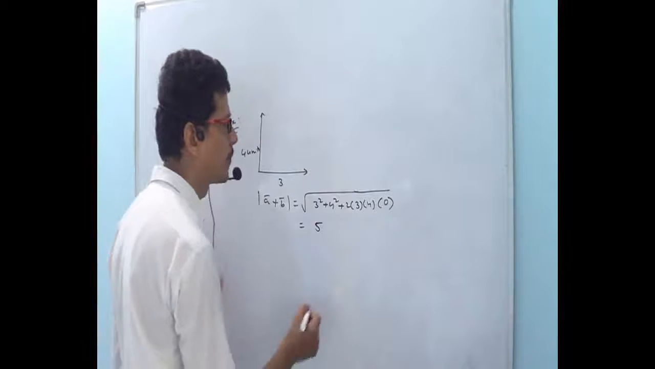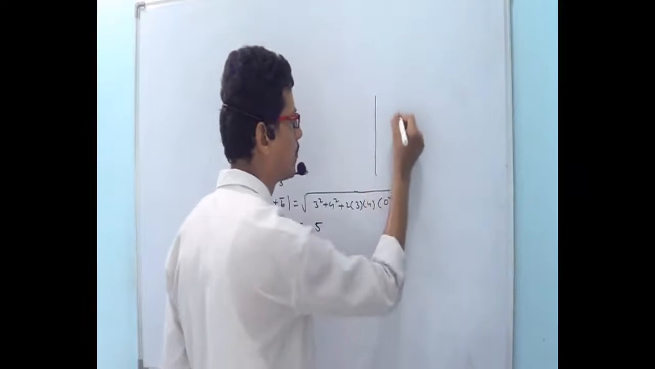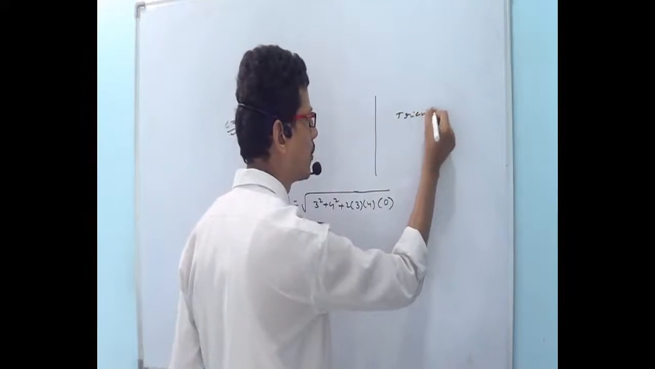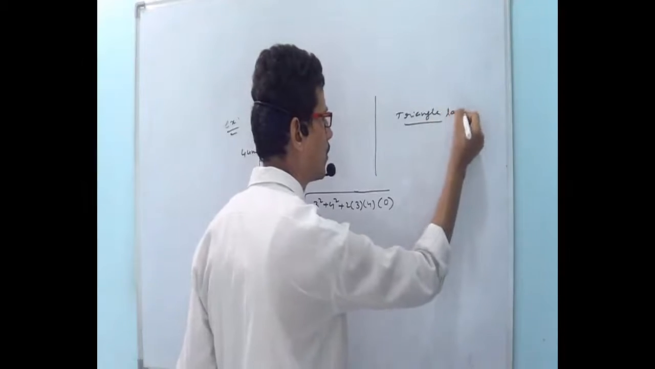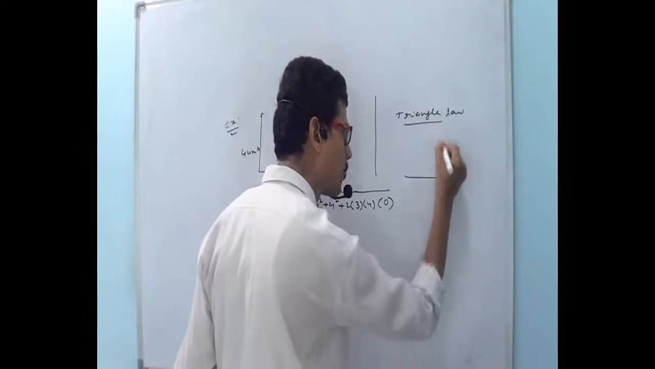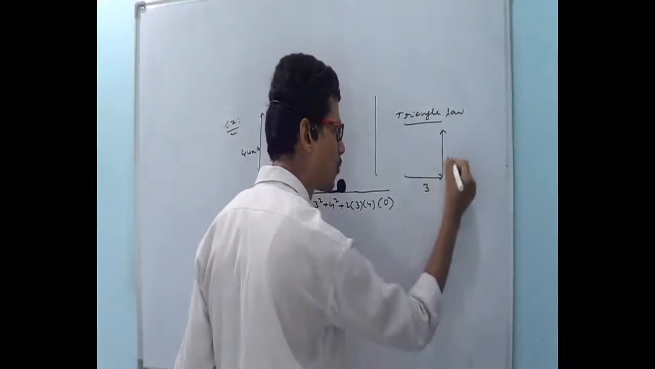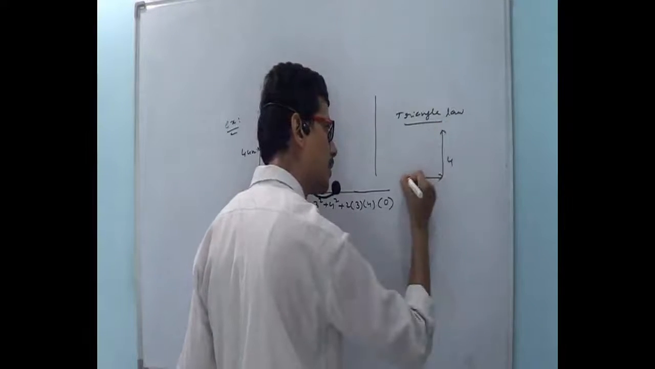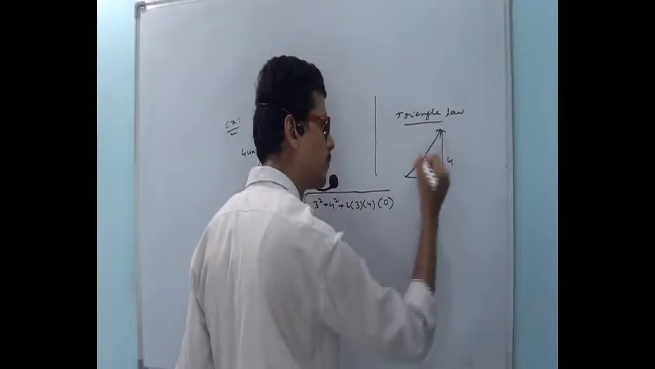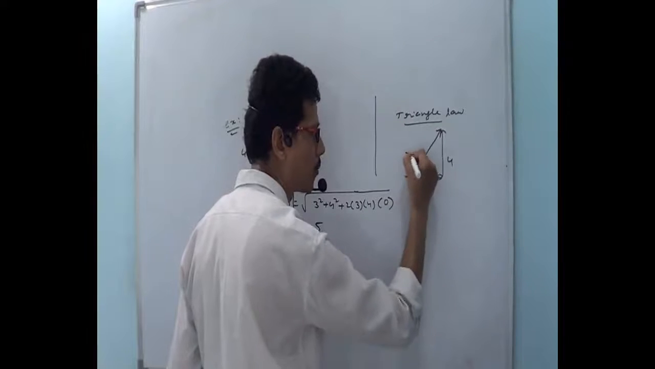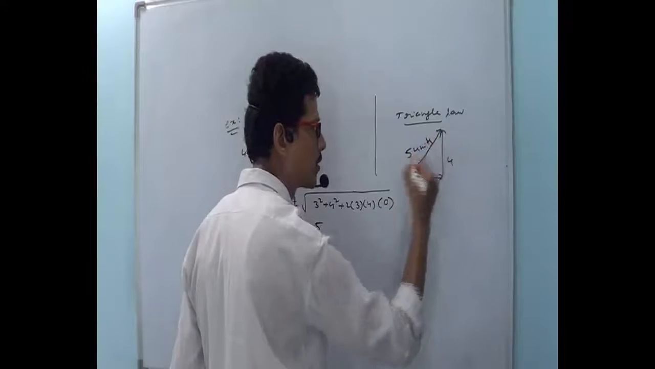Or simply by using the triangle law you can draw the diagram. First vector you draw and second vector you draw like this. This is 3, this is 4, and this is the resultant. This is the hypotenuse, na? Hypotenuse is nothing but 5 units.